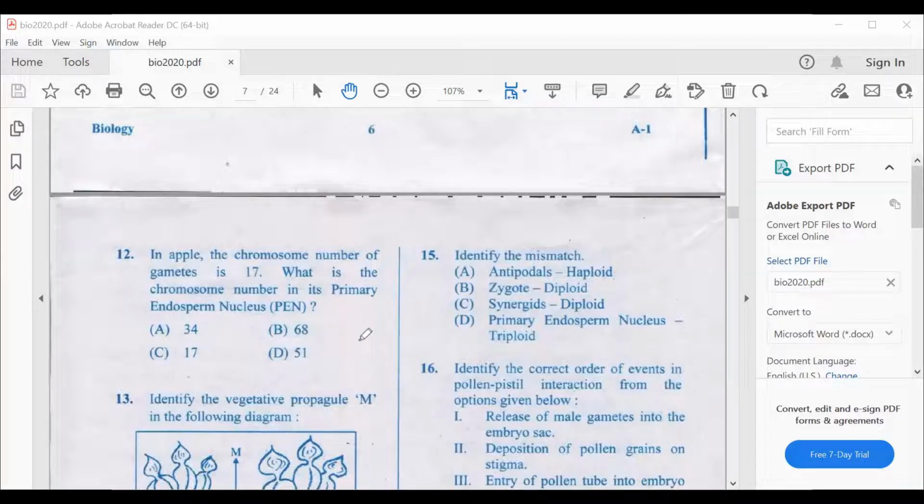Then along with the zygote, there is a formation of a triploid cell. Double fertilization, triple fusion we say, right? Triploid means 3n. So that triploid cell is nothing but primary endosperm nucleus. So 3n means 3 into 17, which is 51. Option D, 51. So the right answer is 51. That is option D, answered first by Tasmia and later by Vani. Both of them gave the correct answer. So this is how you have to calculate the chromosome number.